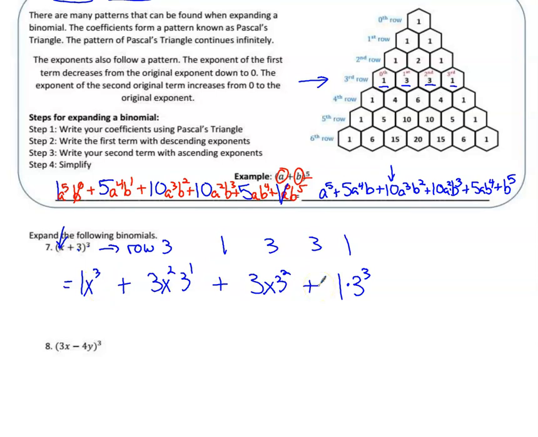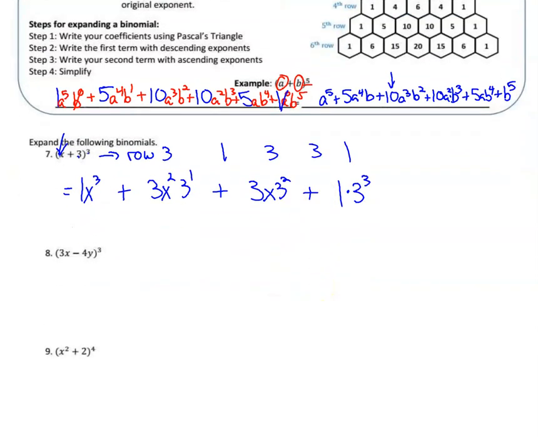Now let's just rewrite that a little neater. So this is x cubed plus 3 times x squared times 3 to the first is 9x squared. And then this one is 3 squared is 9 times 3 is 27x. And then 1 times 3 cubed is just 1 times 27, or 27.